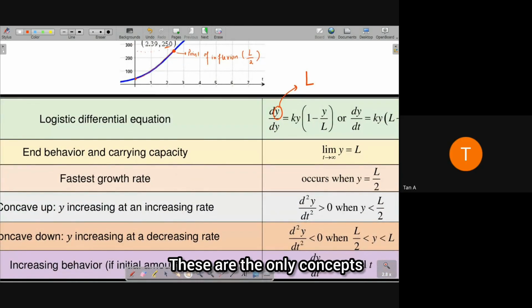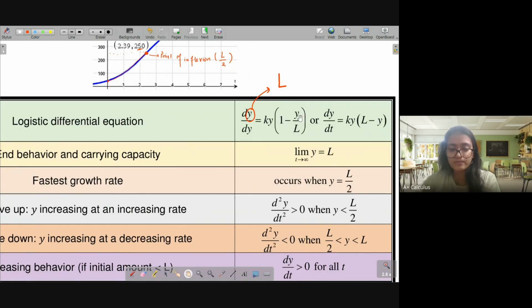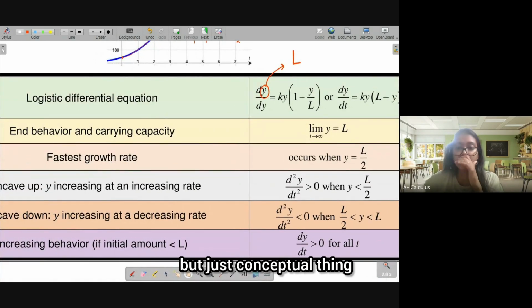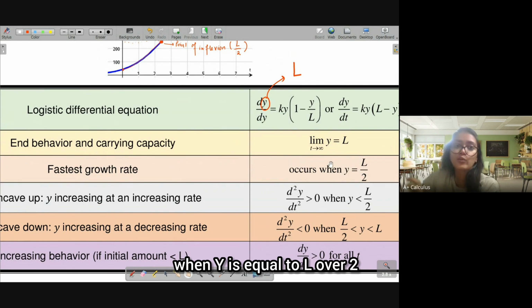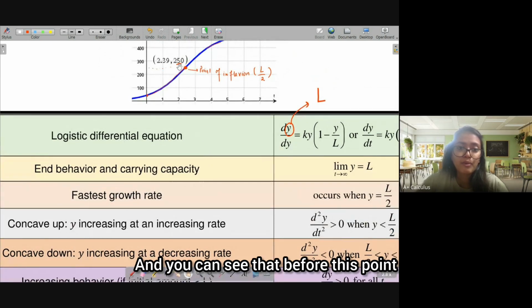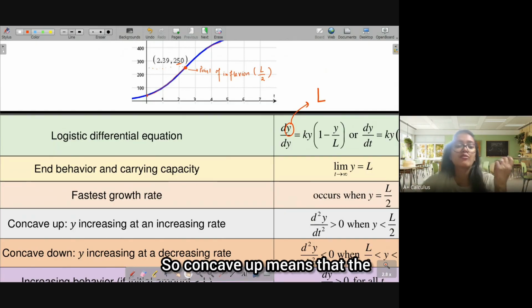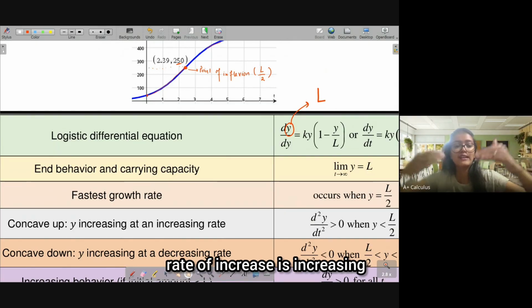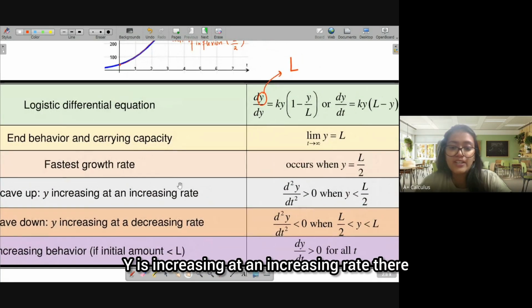These are the only concepts which are tested on your AP exam. They will not ask you to solve the equation. But just conceptual things. The fastest growth rate occurs when y is equal to L over 2. And you can see that before this point, the graph is concave up. Concave up means that the rate of increase is increasing. Y is increasing at an increasing rate.